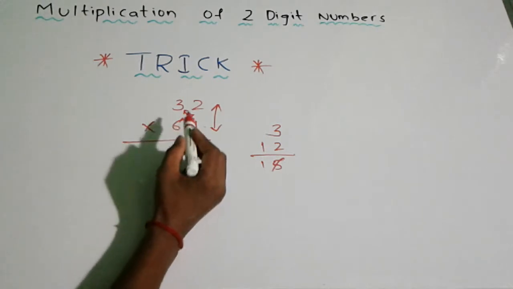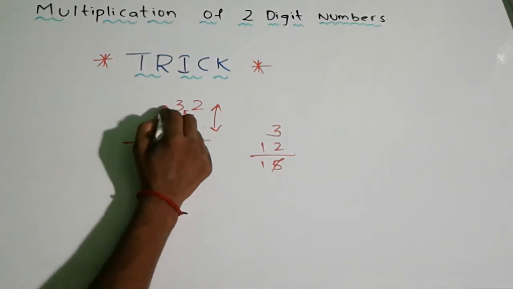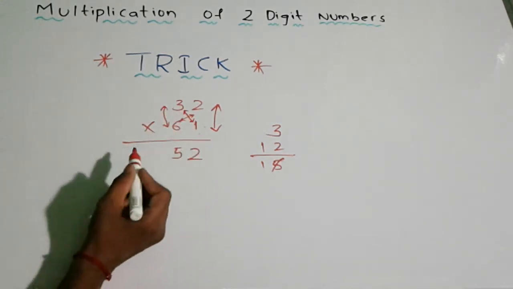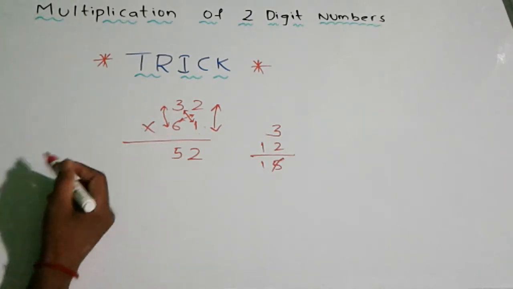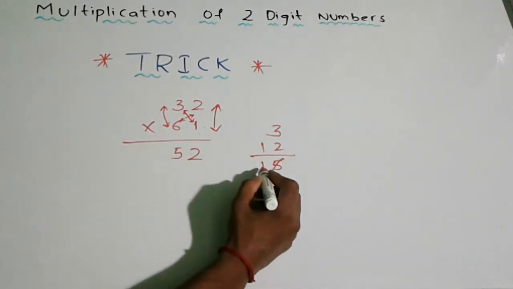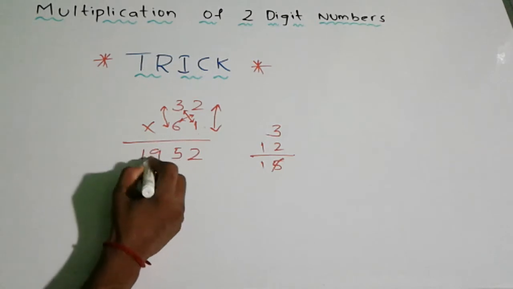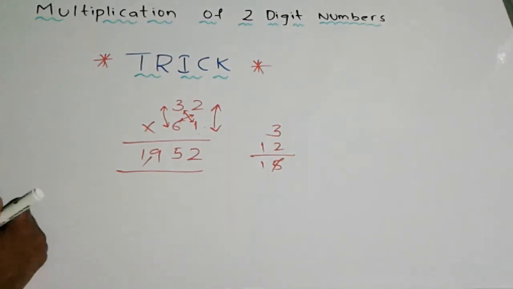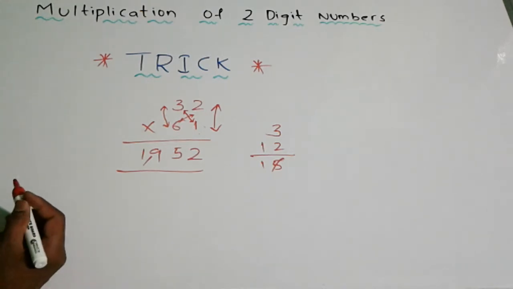And the final step is to multiply the tens positions of the two numbers. That is 6 3s are 18, right? 18 plus 1, 19. So this is our final answer. If you have any doubts, please check with your calculator.